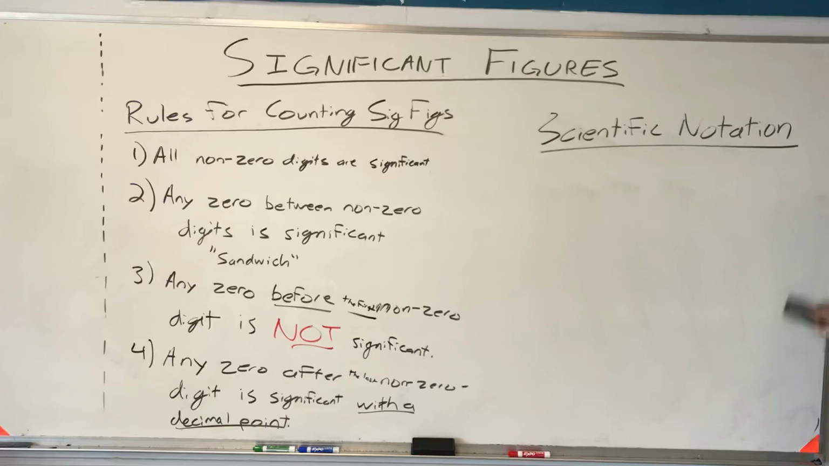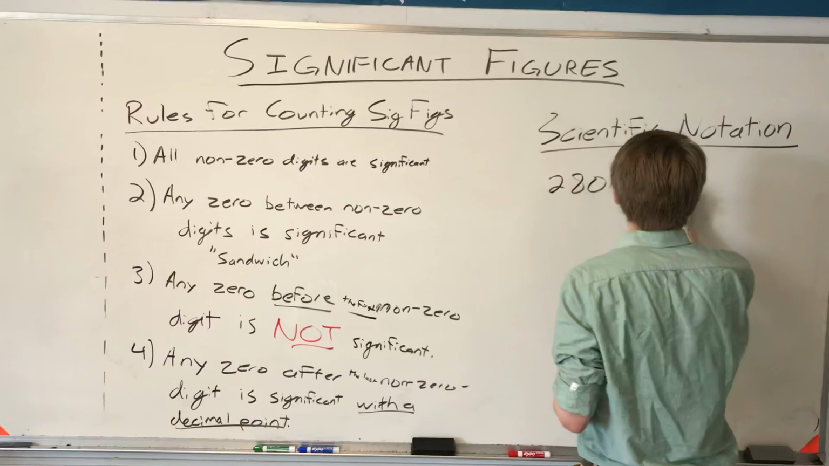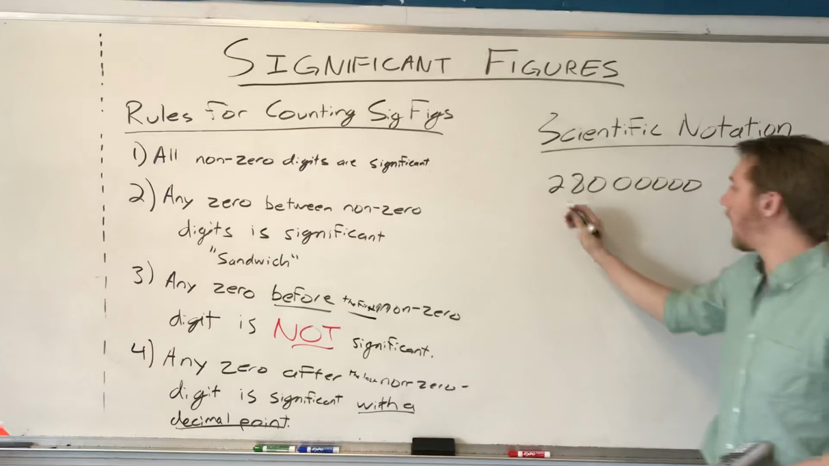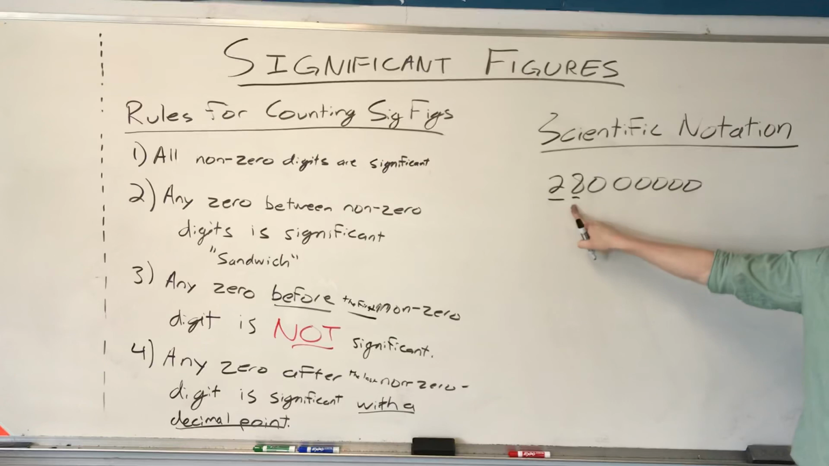I'll use another big number. I'm just going to make one up. 2,800,000. Okay, cool. I just made up that number. So we want to write this number in scientific notation. The important part, the first part, is to find how many significant digits there are. Well, 2, because all these zeros are after my last non-zero digit. So this number only has 2 significant digits.